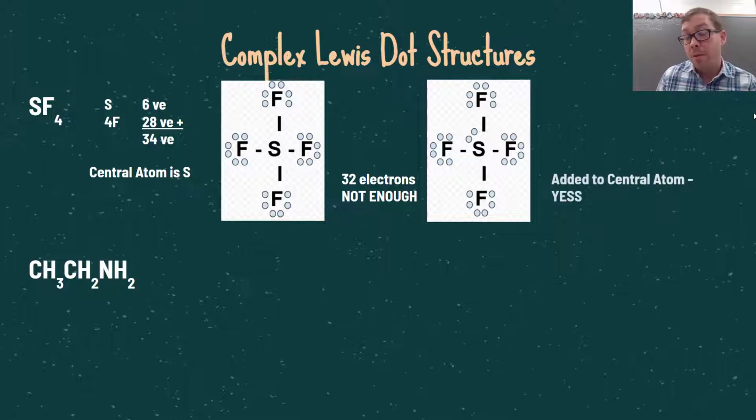So simply what you're going to do at the very end, just like what we've discussed, is add that lone pair to your central atom, and that's where you get your right answer. Let's look at the next problem, CH3CH2NH2.